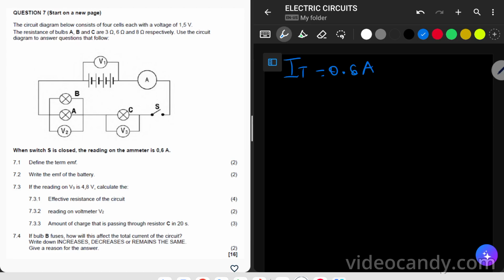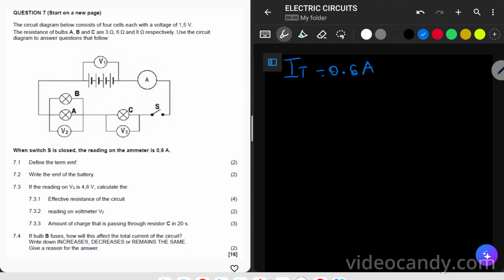And then question 7.2, they say write the EMF of the battery. What did I say about focusing on EMF? I said if they look for the EMF, you only focus on the battery or the source. How much energy will that specific battery supply? As it is said in your illustration, the battery has 4 cells and each cell has how many volts? 1.5 volts each.